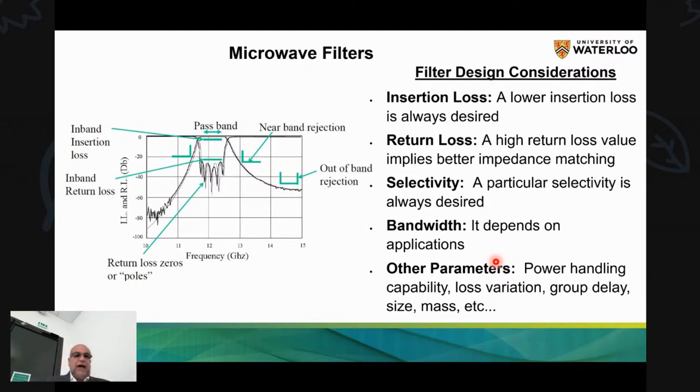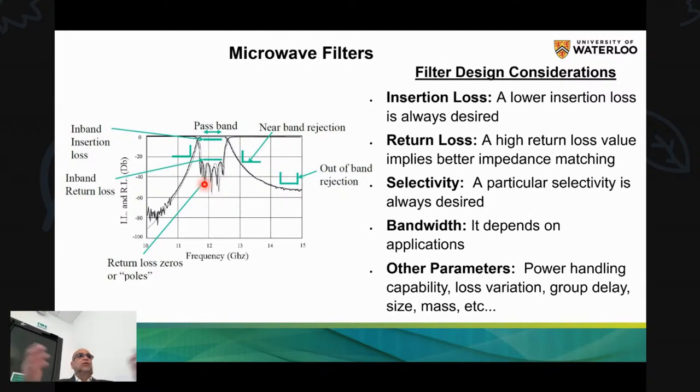So when you have a filter like that, insertion loss means the insertion loss within the band. Now, the return loss is based on the reflections, how much of the signal is reflected. Obviously, you need a filter with very good return loss. I mean, it's negative, but we always call it positive. So we say 20 dB, 23 dB.